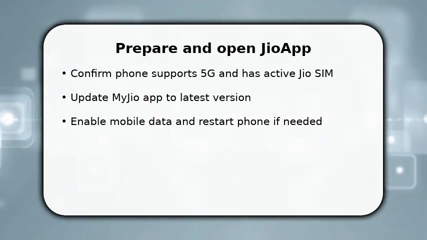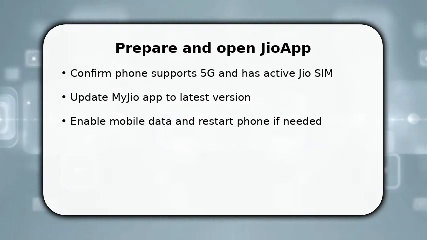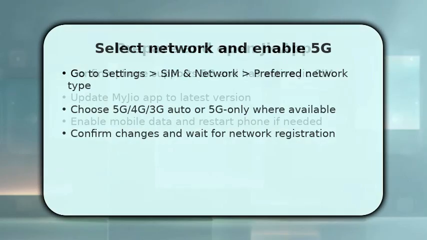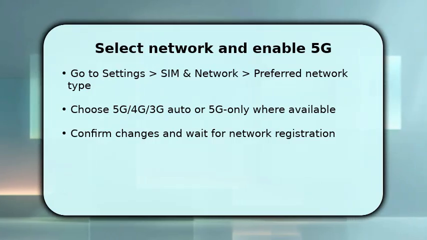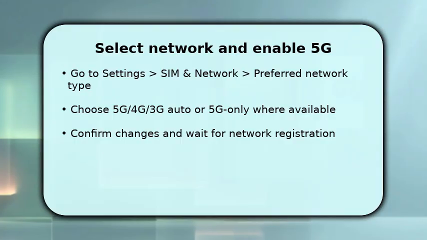Now navigate through SIM and network settings inside the app or Android settings, depending on My Jio layout. You're changing the preferred network type. Select the 5G option or 5G/4G/3G auto so the phone can fall back when needed. Save or apply the selection.